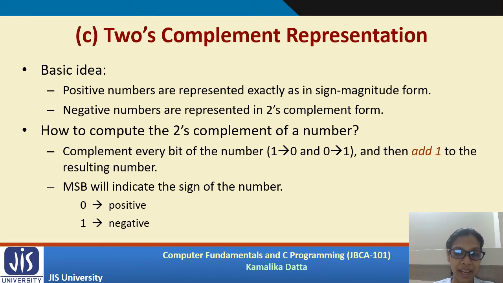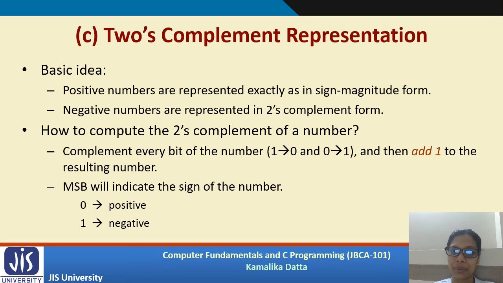In sign magnitude and in 1's complement, we did not have to do any addition or anything to represent a negative number. But to represent a negative number here, you see that we need an extra addition. So first we have to convert the number to 1's complement, then we add 1 to it. MSB will indicate the sign of the number. If it is 0, then it is positive. If it is 1, it is negative.